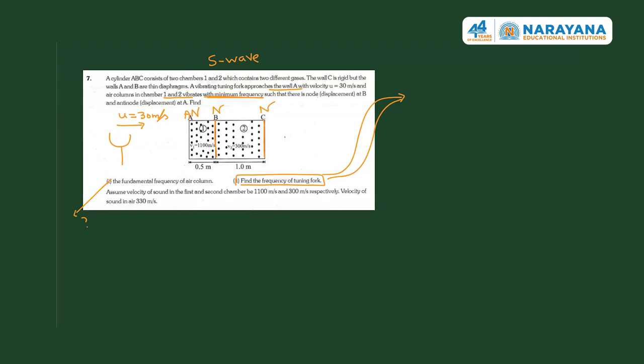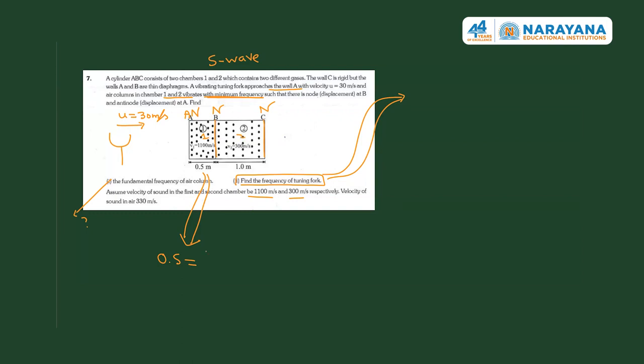Sound velocity in the gases which are filled in the first and the second chambers is given as 1100 and 300 meter per second. That we'll see. So first point, if you talk about the S wave, with this being antinode and this being a node, for this length L, basically 0.5 meter, this behaves like a quarter system. You understand that? So I'm calling it 1, 2.